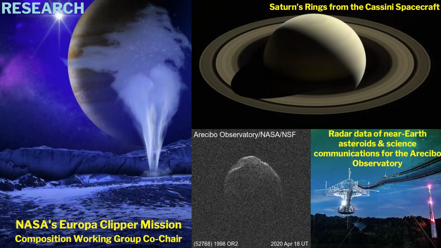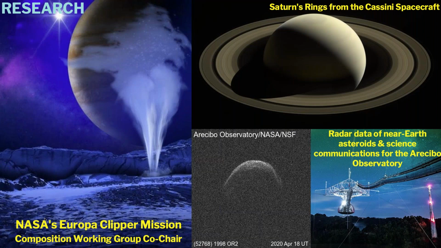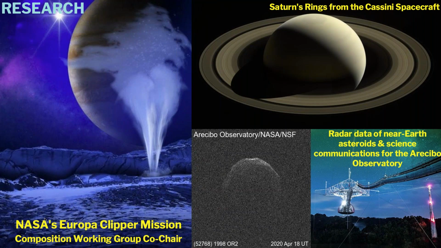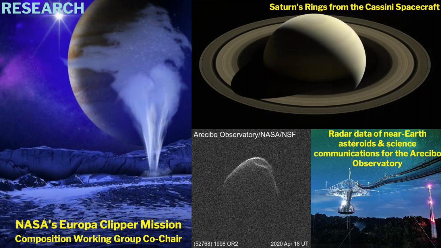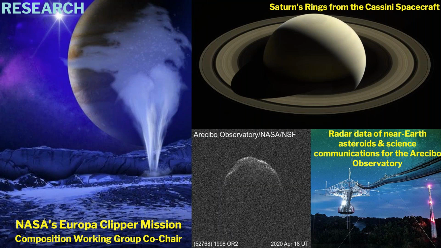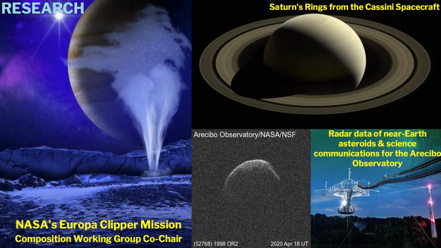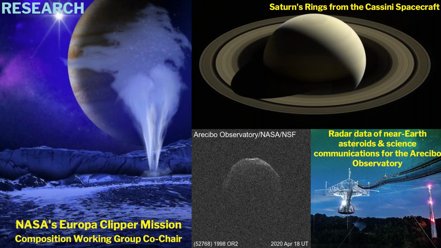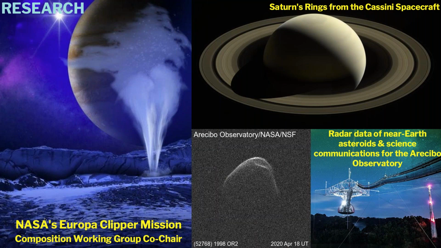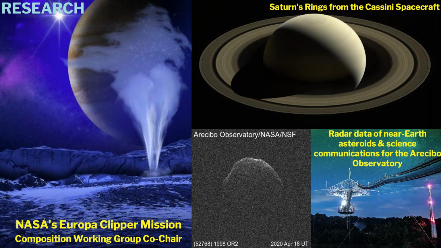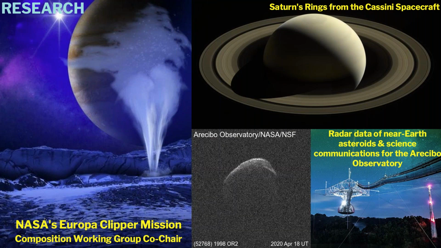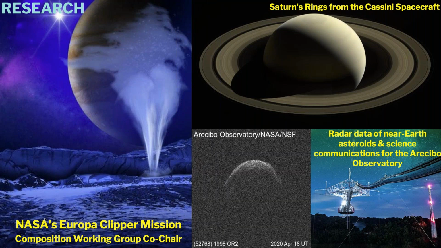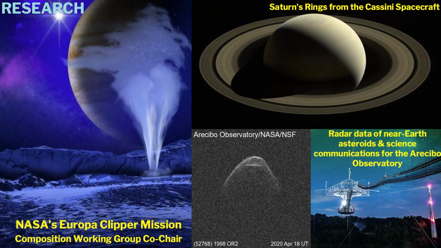First, I'll talk a little bit about my research itself. I'm a planetary scientist at SwRI, and I'm part of NASA's Europa Clipper mission. I'm the composition working group co-chair for that mission right now. I study Saturn's rings using Cassini data, and I study radar images of asteroids using the Arecibo Observatory, and I'm actually a science communicator for the observatory, so check out any of their newsletters. I'm the one that writes them. Another shameless plug, but okay, and the next slide.